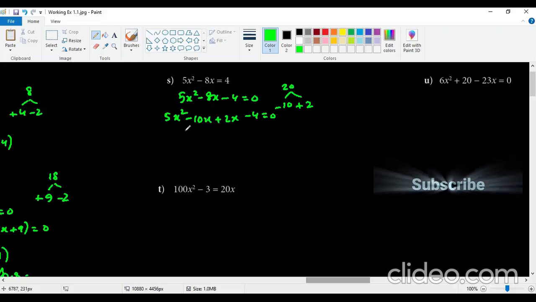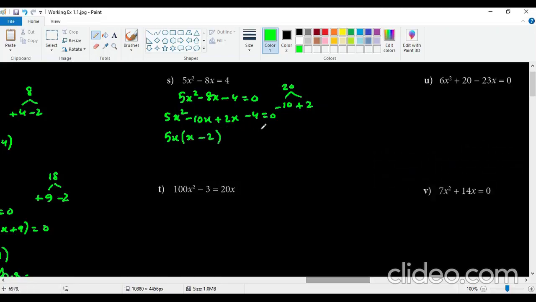So now 5x is common, and x minus 2 is going to give you minus 10x. So as soon as you get first bracket, copy down and write down x minus 2 once again, and you need a plus 2x. You already have x. When multiplied by plus 2 is going to give you plus 2x. So 5x plus 2 in one bracket and x minus 2 in another bracket. Now comes question number T.